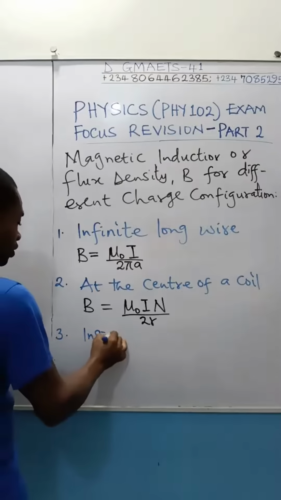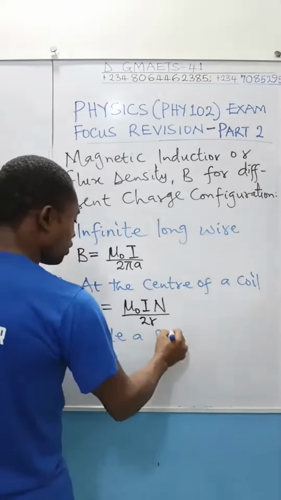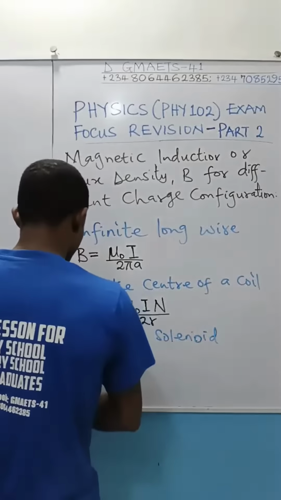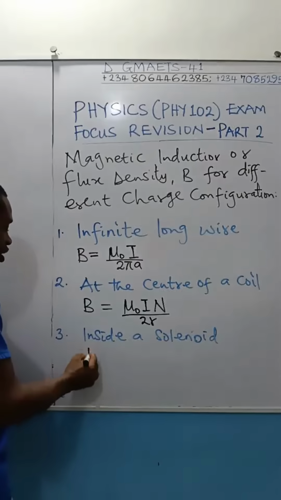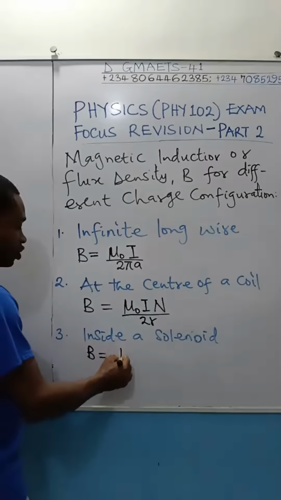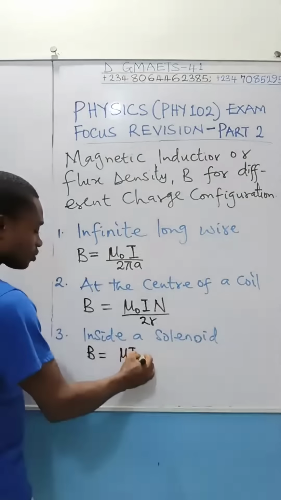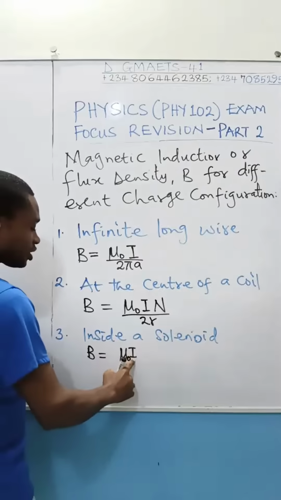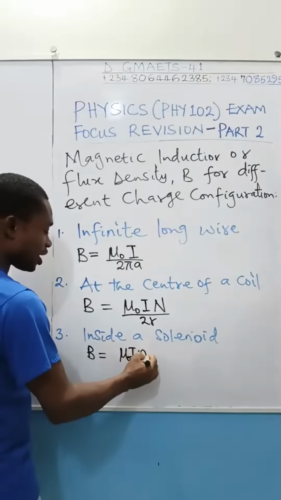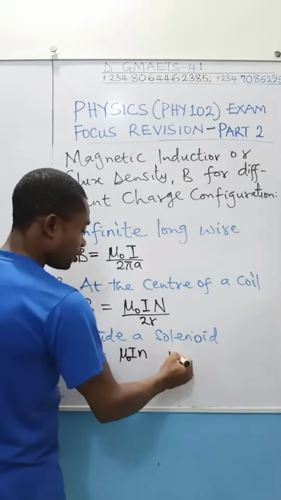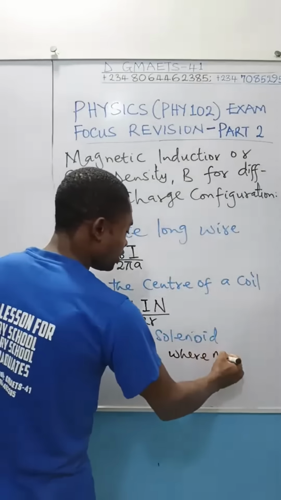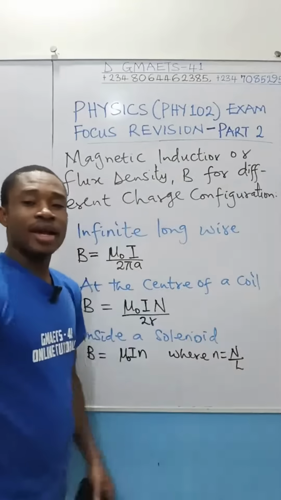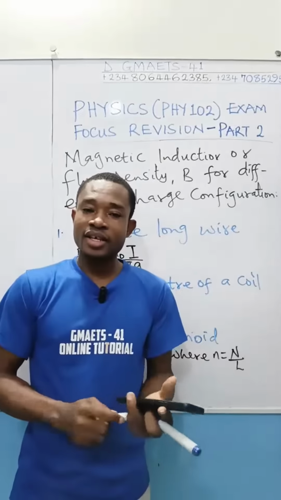Inside a solenoid, what is the magnetic induction? Inside the solenoid, the magnetic induction B is going to be equal to the magnetic permeability times current, then times small letter n, where small letter n is equal to the number of turns per unit length. L is the length.